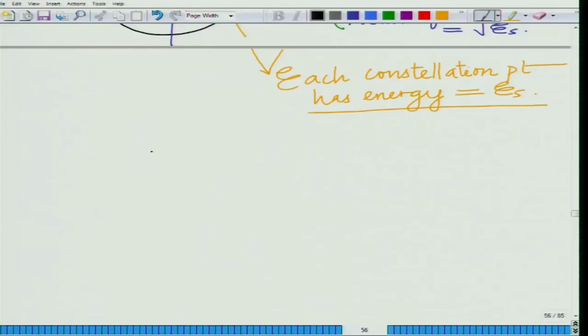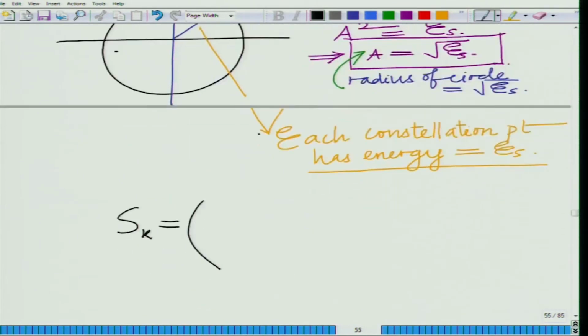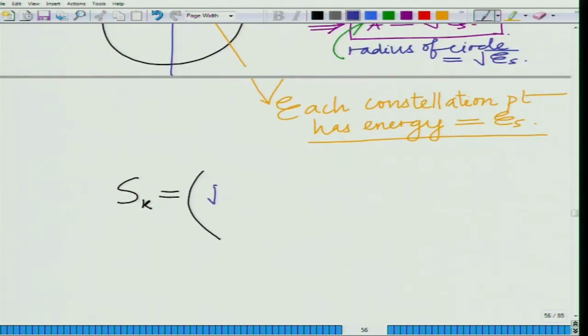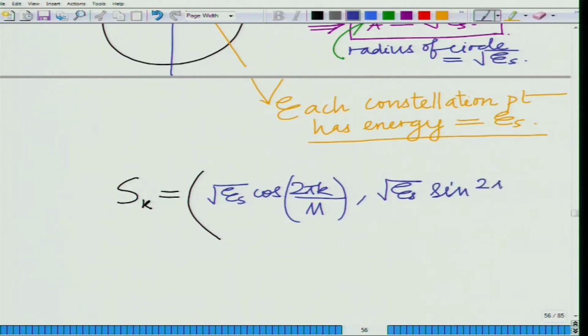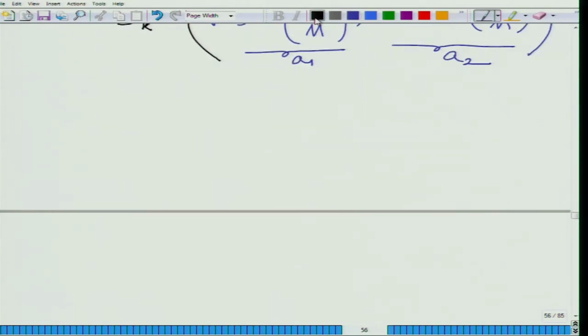The kth symbol is given as Sk equals square root of Es cosine 2 pi k over M, and square root of Es sine 2 pi k over M. So this is your A1, this is your A2. And now what we want to see is the receiver processing.